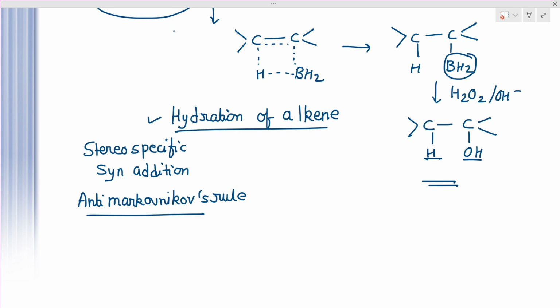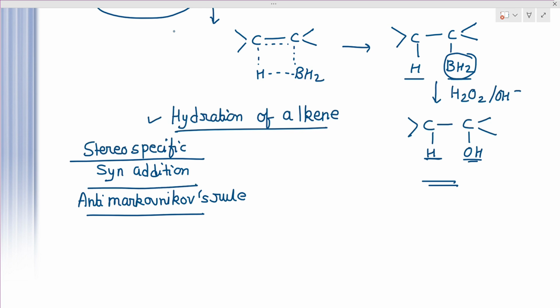So first of all, understand the meaning of stereospecific reaction. It means we are getting only one type of product out of the two possible products. Actually what is happening, both hydrogen and OH, or hydrogen and BH2, are added on the same side of the double bond. It means either they are added above the plane or below the plane. Both are adding at the same side, so we are getting a syn product.